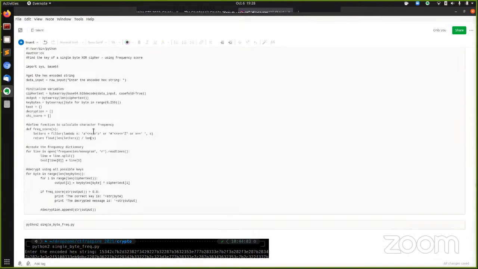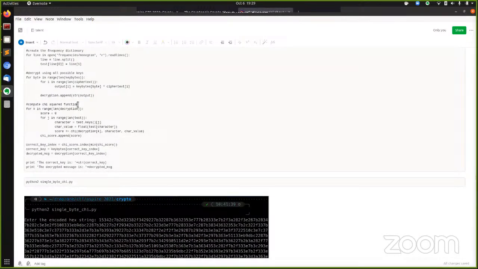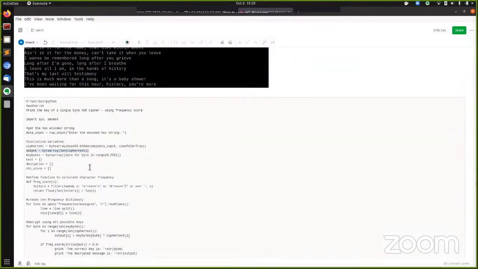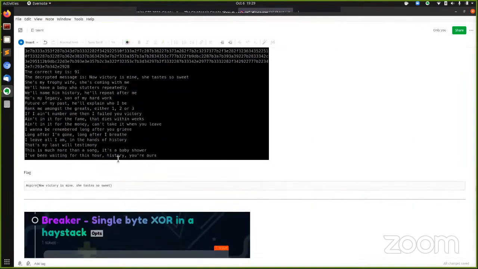This is a basic way you can do frequency analysis: decrypt the ciphertext using all possible bytes, then count the number of characters you would expect in a normal sentence. If the sentence has all letters and spaces, it's highly probable that it's the correct decryption. That's an option we could have used. So there's the chi-squared test, and there's the old traditional way of doing frequency analysis. If you run this, it also gives us the correct flag.